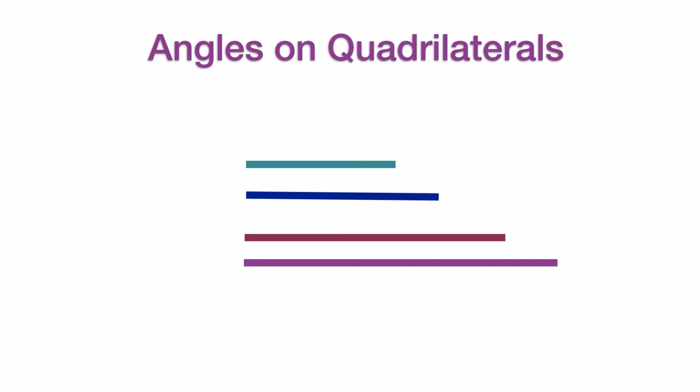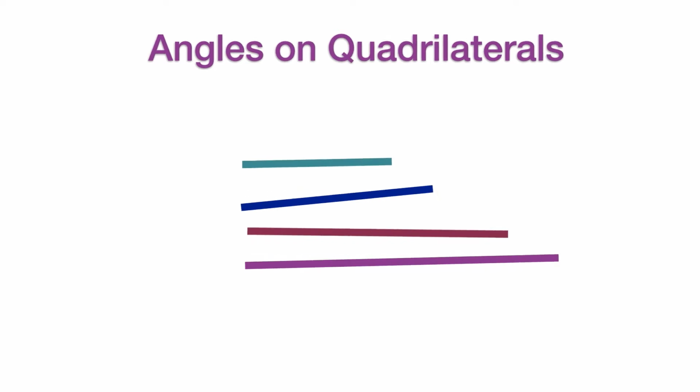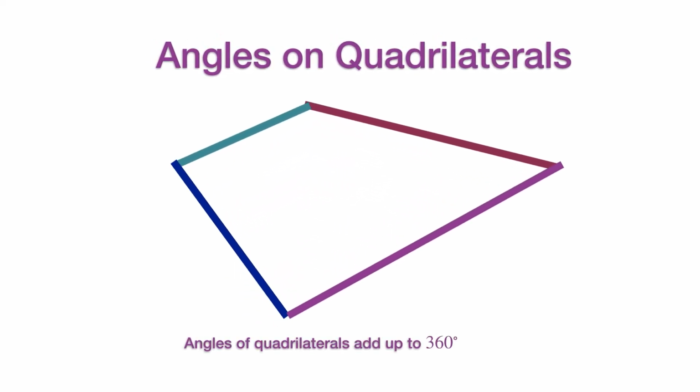If I give you 4 of these lines and ask you to make a closed shape, what kind of shape can you make? One of the shapes you can make could look like this. This is known as a quadrilateral. Lines of the quadrilateral meet at a vertex.